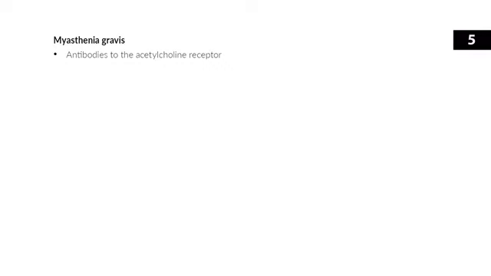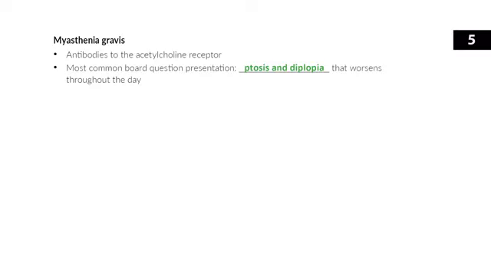Well, it's a disorder with fluctuating weakness in the limbs, the eyelids, the extraocular muscles, and potentially respiratory muscles. Now, it's caused by antibodies to the acetylcholine receptor. Now on tests, you'll often see a question that describes a patient with worsening ptosis and diplopia that worsens throughout the day. Now you can diagnose this with the Tensilon test, that edrophonium test, which we went over. Again, that's just the brand name for edrophonium.